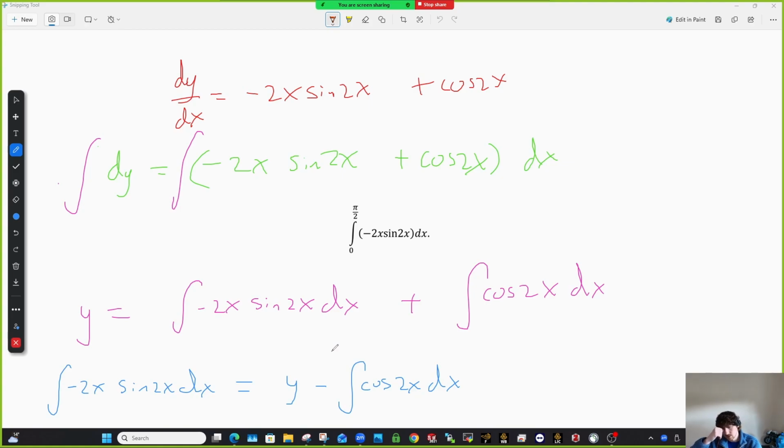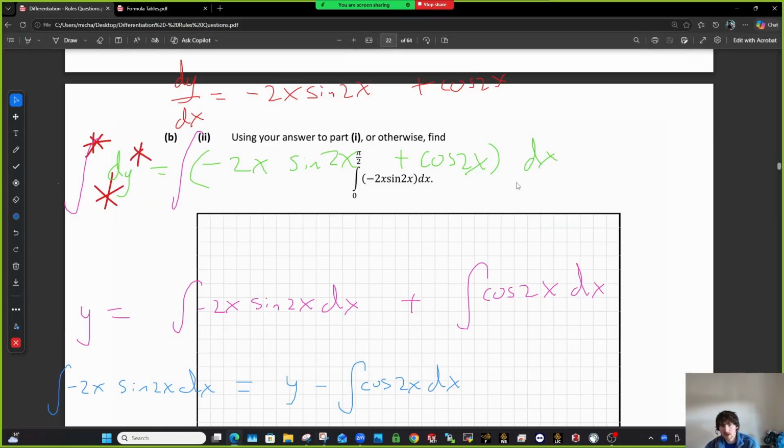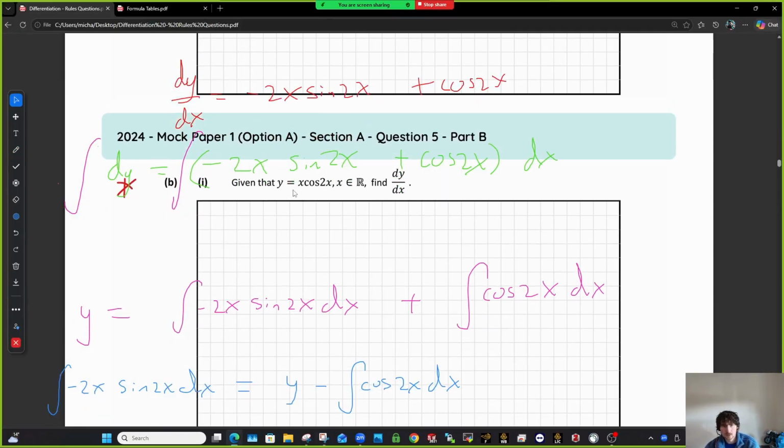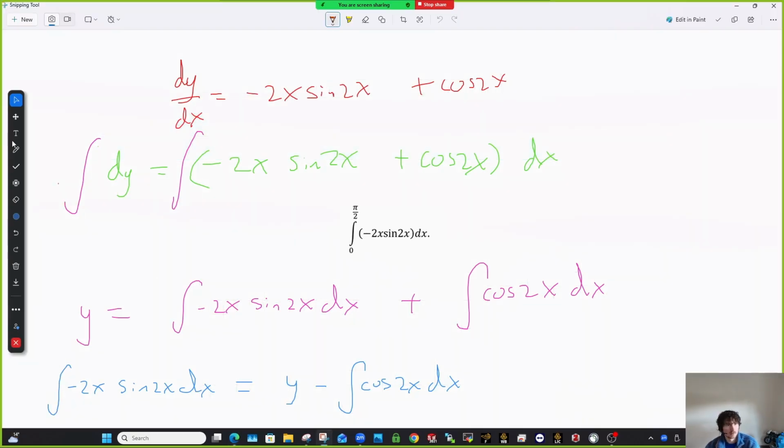And you're like, okay, but what is y? Sure, we knew what y was from before. Let me remind everyone of what y actually was. This is what y was. Y was equal to x cos 2x. And not forgetting that y was equal to x cos 2x. And what are we doing here? We're trying to get the integral of this.